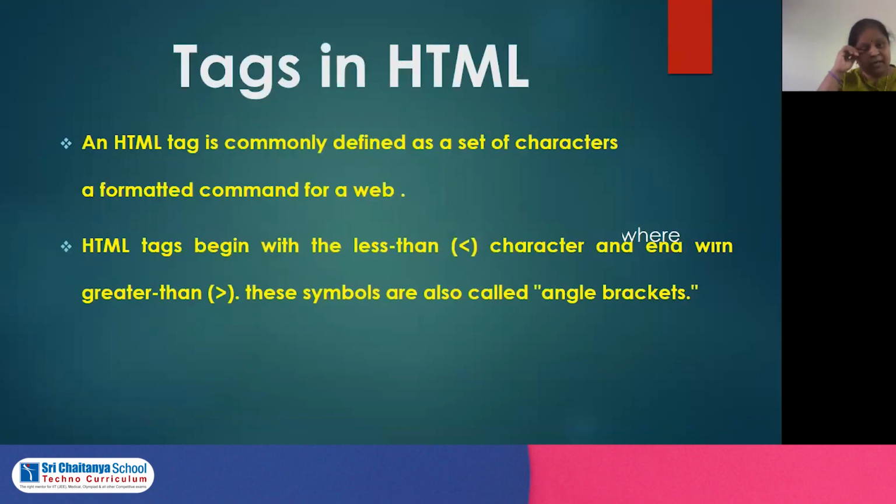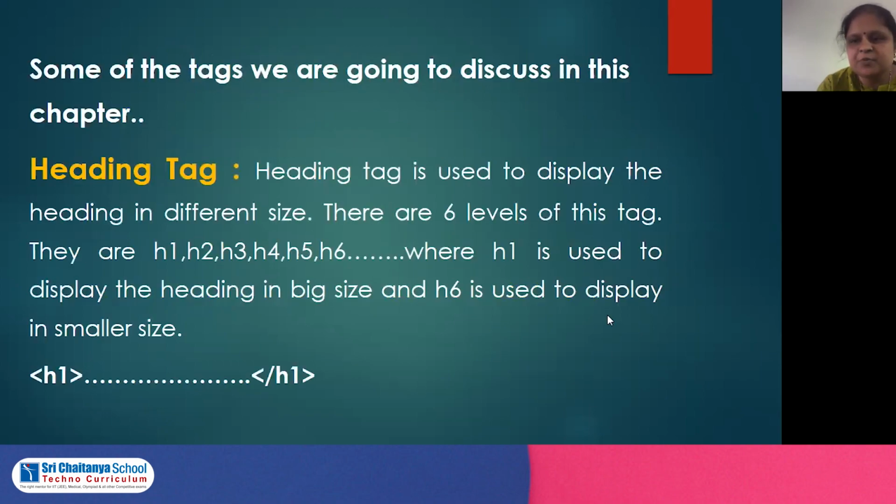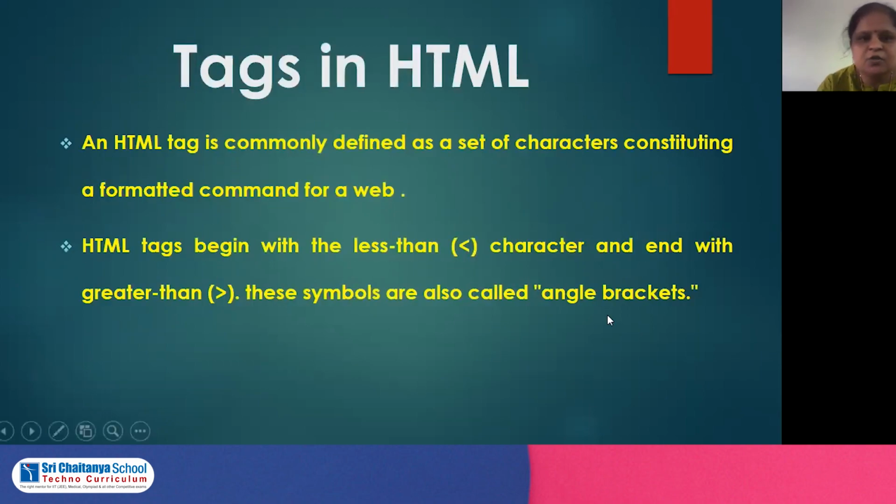Now HTML tags. Let us learn some HTML tags in this. So what are these HTML tags? The tags which give the description to the web page, right? So an HTML tag is commonly defined as a set of characters consisting of formatted commands for the web page. These HTML tags, as I already told you, begin with the less than symbol and close with the greater than symbol, and we call them angular brackets.